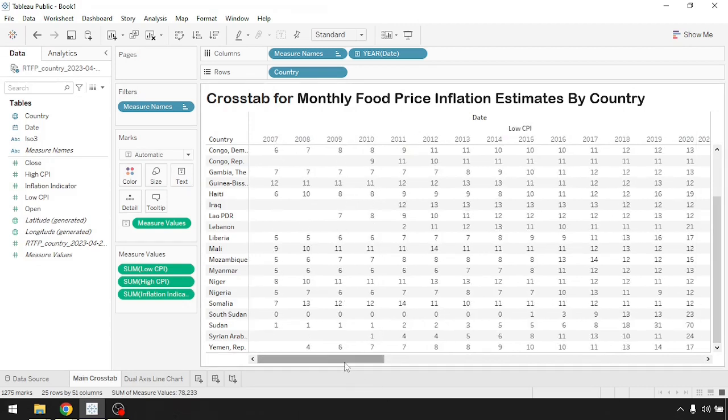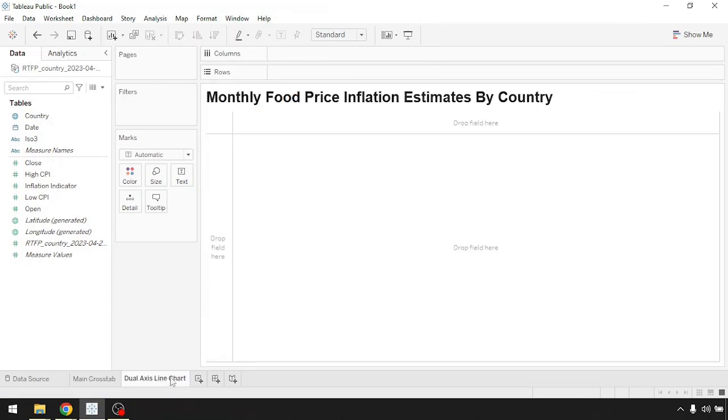So what I would like to do is produce a dual axis line chart to visualize two economic indicators for each country on the same axis. Let's do that.